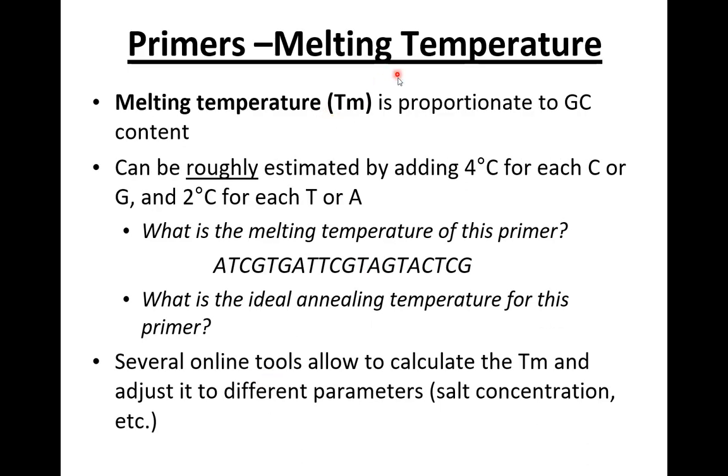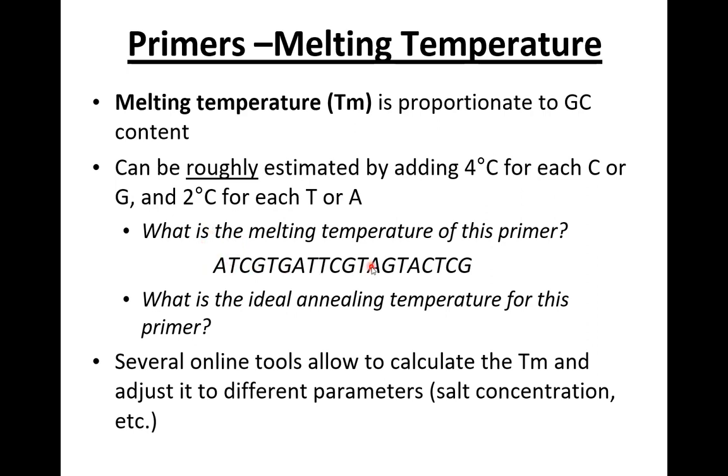So how can you predict the melting temperature of a primer? As I said before, it's proportional to the content of G's and C's in the primer itself, which should be between 40 and 60%. And roughly you can estimate it by adding 4 Celsius degrees for each G and C that you have in there, and 2 degrees for any T or A that you have in there.